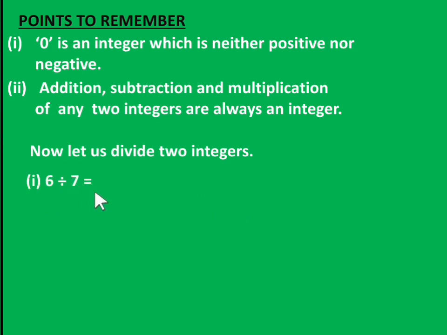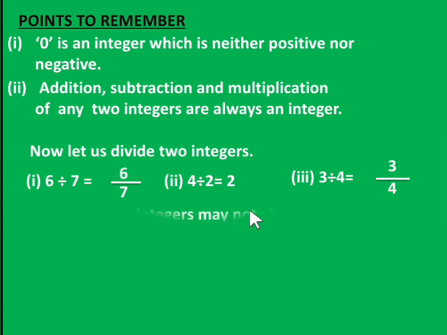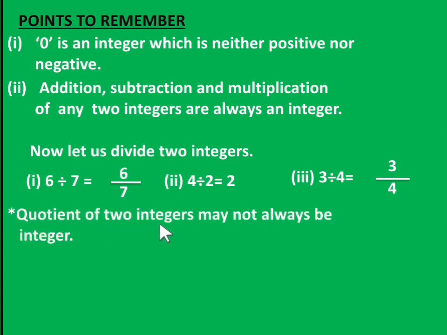Now let us check whether the division of two integers is an integer. Number 1, 6 divided by 7 equals 6 by 7. So 6 by 7 is not an integer. Let us take another example. 4 divided by 2 equals 2. 2 is an integer. 3 divided by 4 equals 3 by 4. 3 by 4 is not an integer. So here you see that 6 by 7 and 3 by 4 are not integers, whereas 2 is an integer. So the quotient of two integers may not always be an integer.